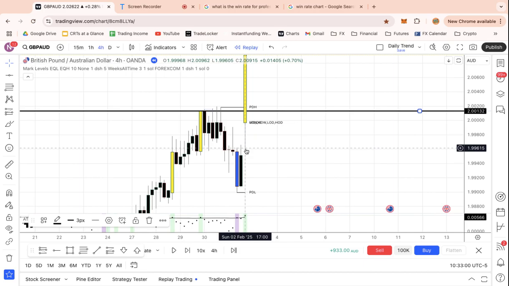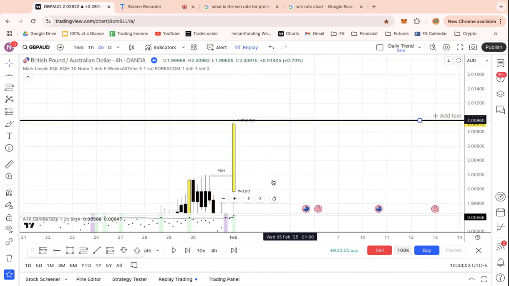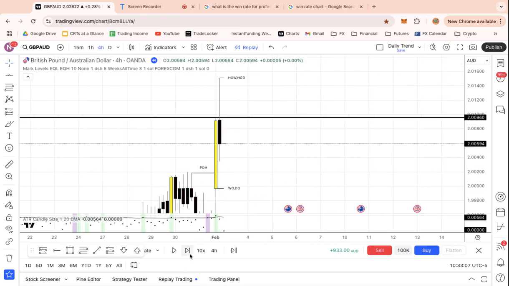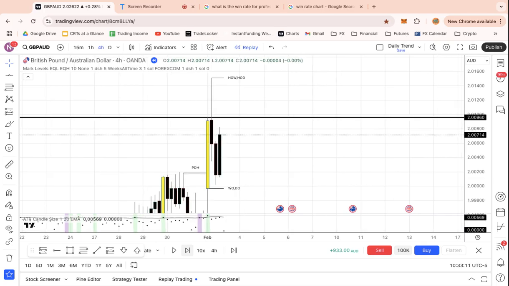New range there, but nothing really came out of it. Okay, we got a fresh range here. Some news coming up, but let me see if something pops off here. Pinned it. Okay, just no trade there. Nothing to do there.